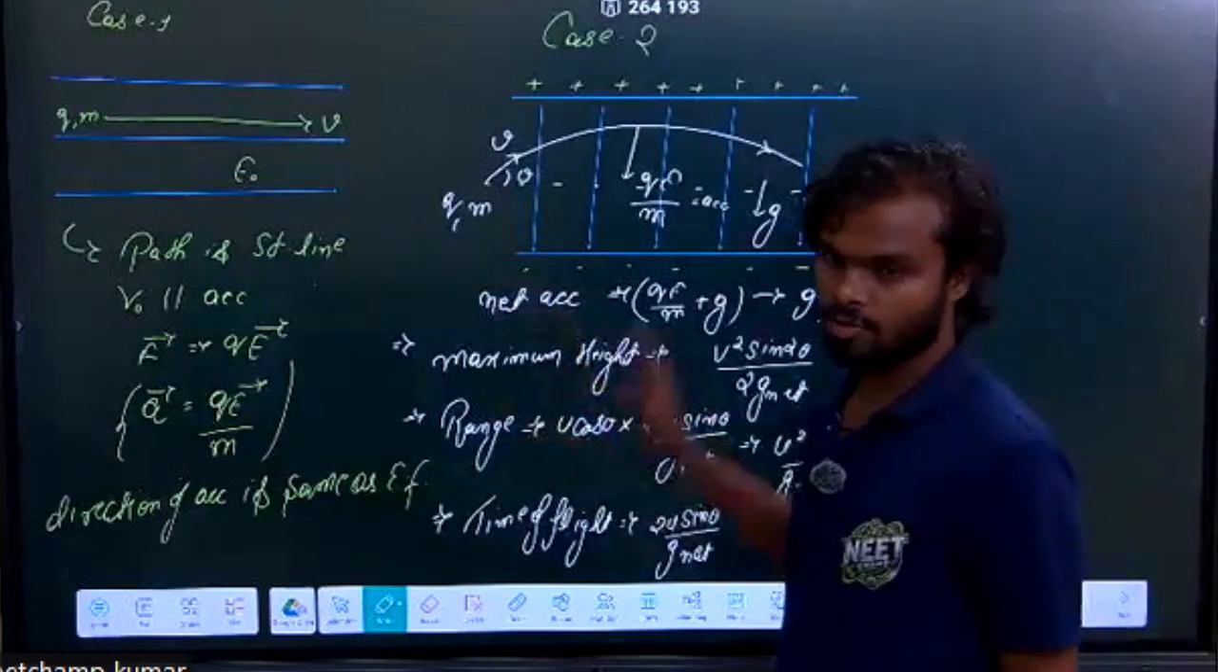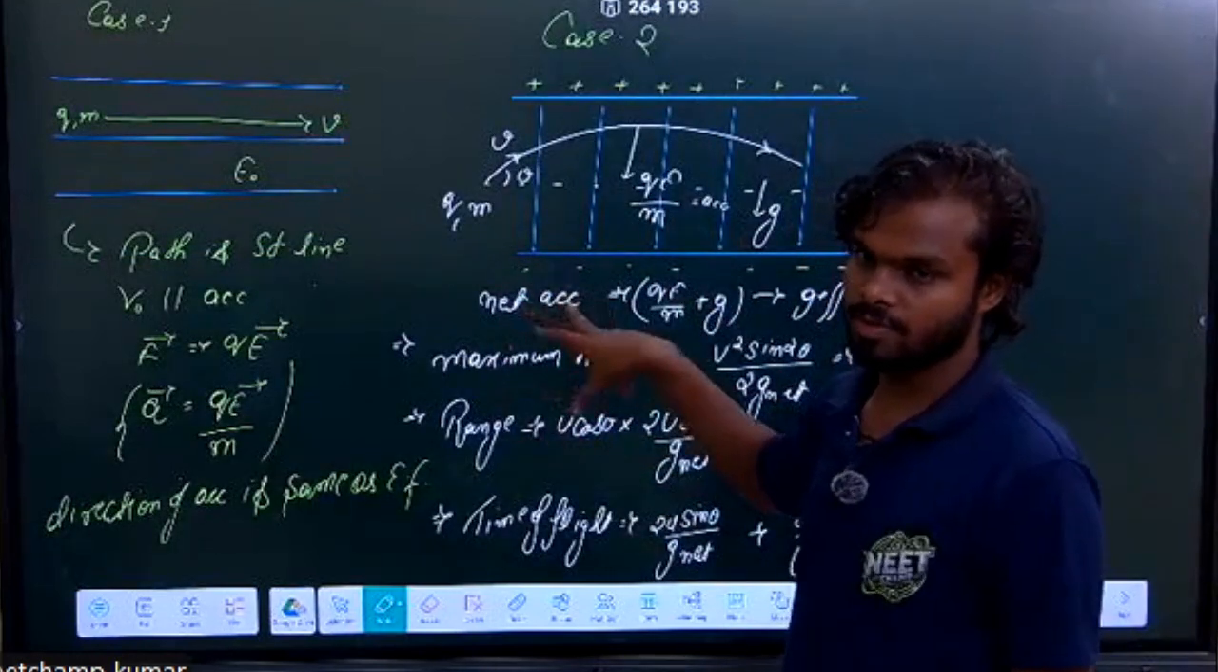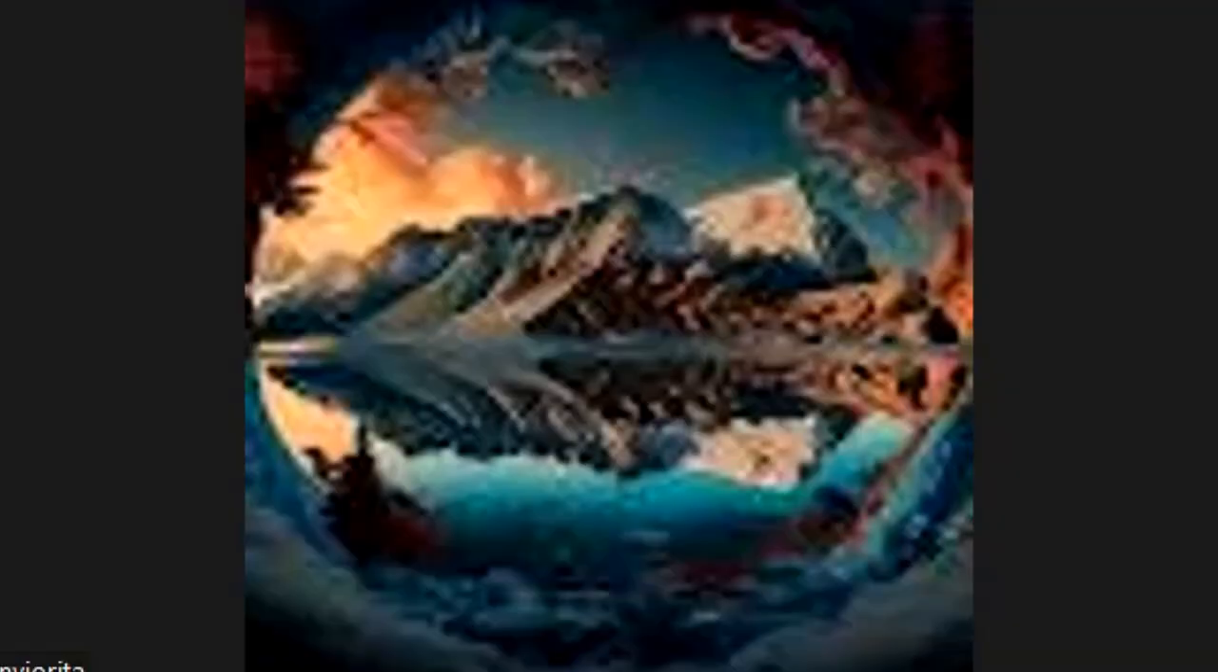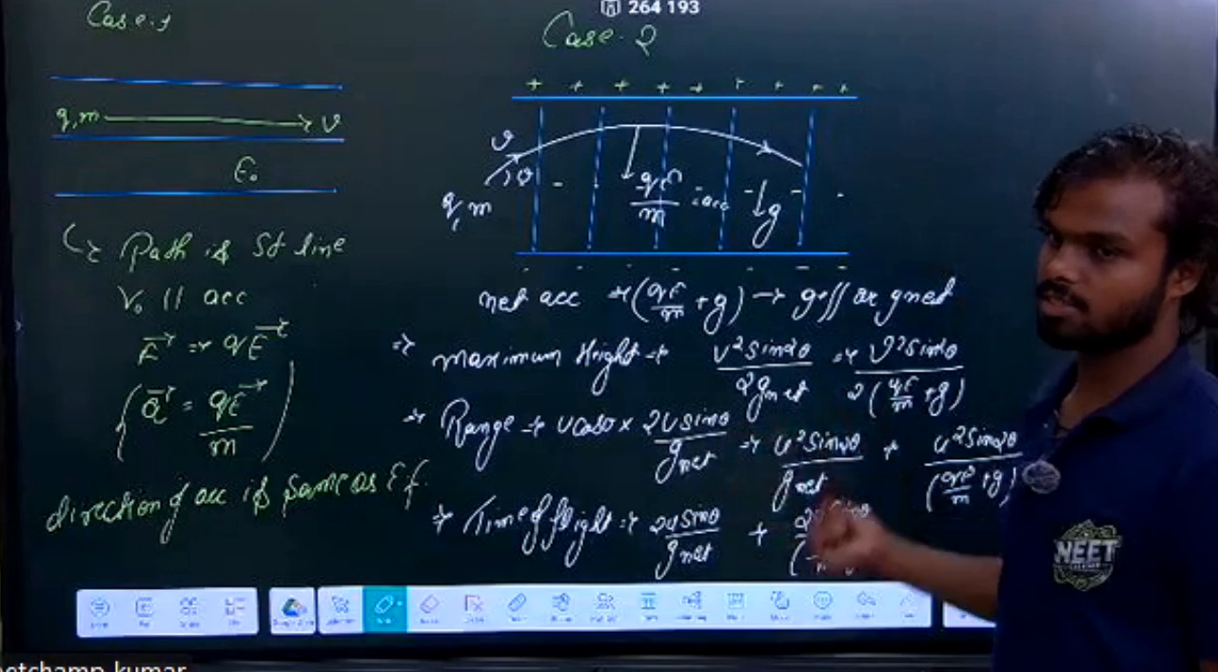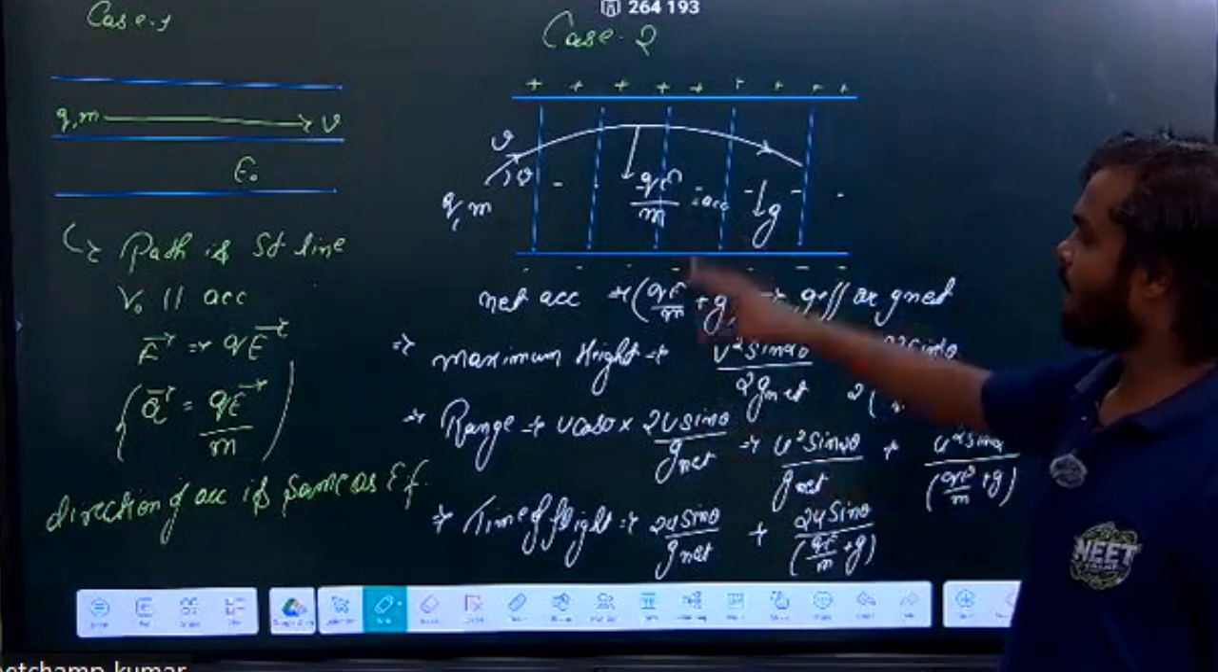Till here, is it clear to everyone? Is it clear to everyone till here? Yes, sir. Are you able to get the point of how we have written all these formulas just by replacing g by g effective? Why have we added this?